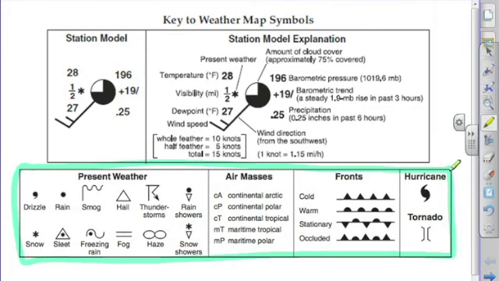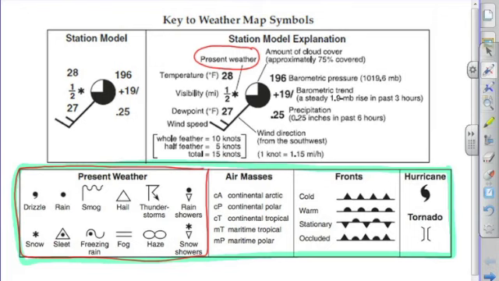You'll notice that the present weather symbols, so I'm just going to focus first on this box here. The present weather symbols correspond to the present weather information located on the actual station model. So you'll notice over here the present weather symbol sits right on the left-hand side in the middle next to the visibility and between the temperature and the dew point. It'll always be found in this particular location if there is going to be a symbol.